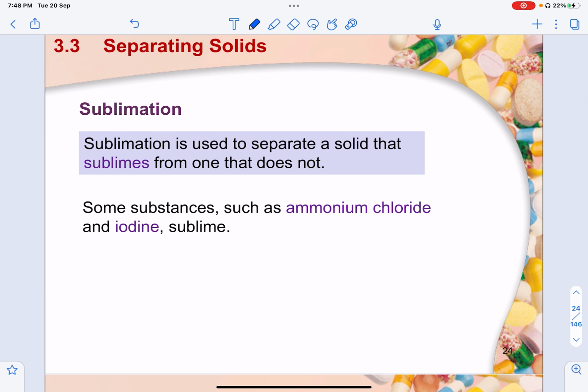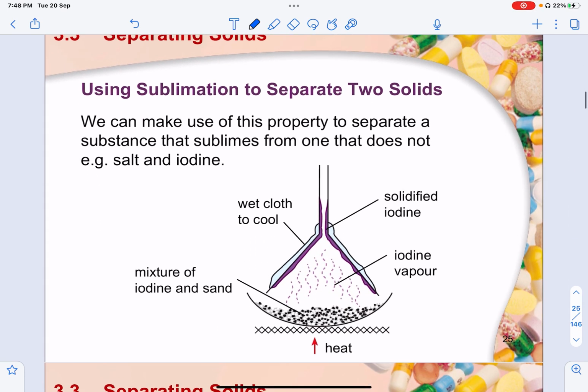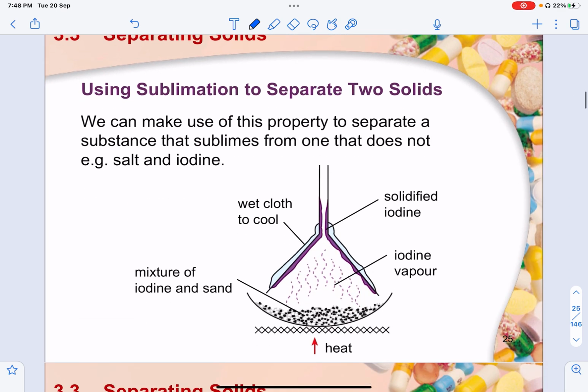Sublimation is used to separate a solid that sublimes from one that does not, and some substances such as ammonium chloride and iodine sublime. Sublime basically means that you separate the substance that sublimes from one that does not, such that you are separating a solid that can form a vapor very easily, going from solid form very easily.